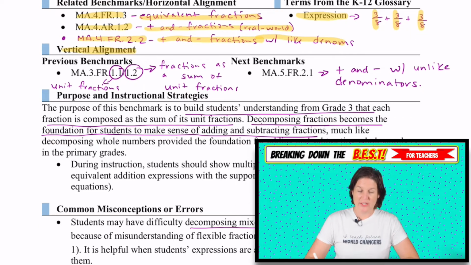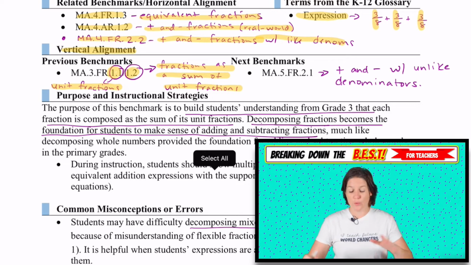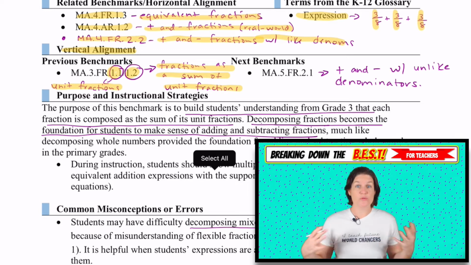Let's check out the vertical alignment. Where are they coming from? Well, in 3rd grade we had 3.FR.1.1, which was unit fractions, a heavy emphasis on what a unit fraction is and how it relates to the whole. And then also 1.2, was decomposing fractions as a sum of unit fractions. So for this standard, we can use unit fractions when we're decomposing, but they don't have to be unit fractions. But in third grade, there is time spent decomposing a fraction into the sum of unit fractions.